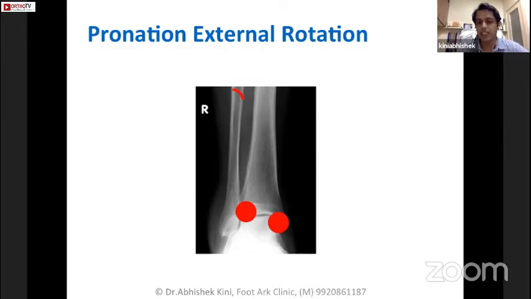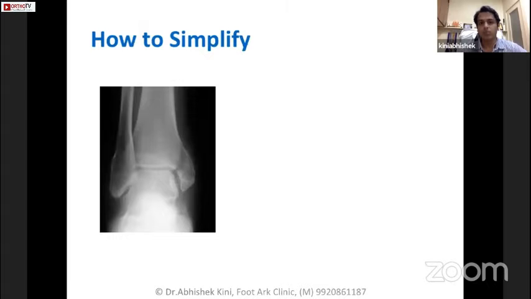If you understand these mechanisms, you will understand how the forces have been transmitted through the ankle, where you can predict which ligaments are injured and how you need to treat them if you have to get an optimum outcome. So how to simplify this, Lauge-Hansen?